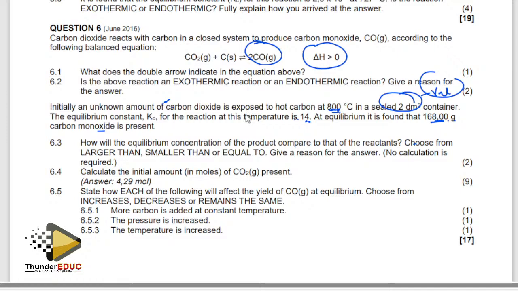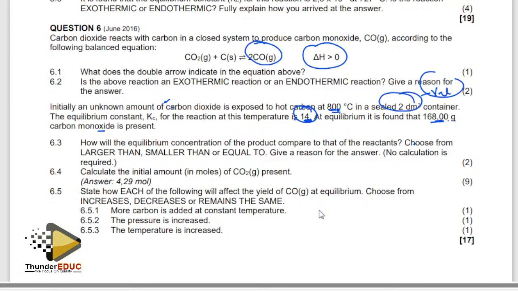Let's see the Kc value. Where is the Kc value? Did they give us the Kc value? They're saying the equilibrium constant Kc for this reaction at this temperature is 14. Okay, now I see. So the Kc is 14. If the Kc is bigger than 1, then it means that the product is more than the reactant. If the Kc is less than 1, then the product is lower than the reactant.